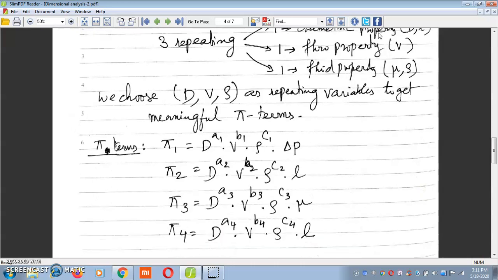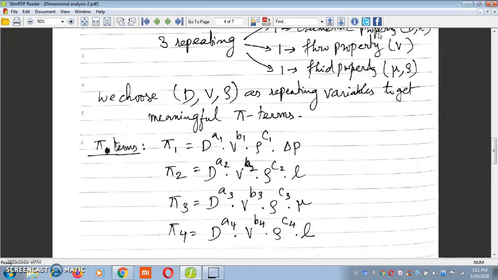So pi 1 will be 3 repeating variables plus the other one. Similarly, I write all the pi terms. So pi 1 is equal to d to the power of a1 into v to the power of b1 into rho to the power of c1 into del p. Similarly, pi 2 is written. First I write the repeating variables diameter, velocity, density plus another variable L. So pi 3 has repeating variables diameter, velocity, density plus one more variable, viscosity.